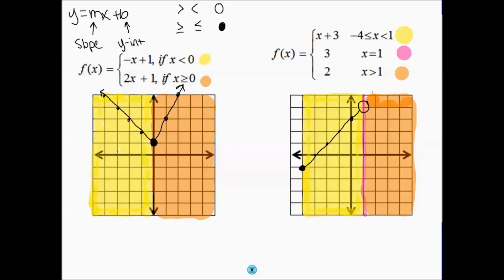Now, the second equation is kind of a weird one. When x equals 1, then y is 3. This is just a point. The point 1, 3. Then the third equation, when x is greater than 1, my function is just 2, which is a horizontal line. So since it's greater than, I'm going to have an open circle, and then it's a horizontal line.